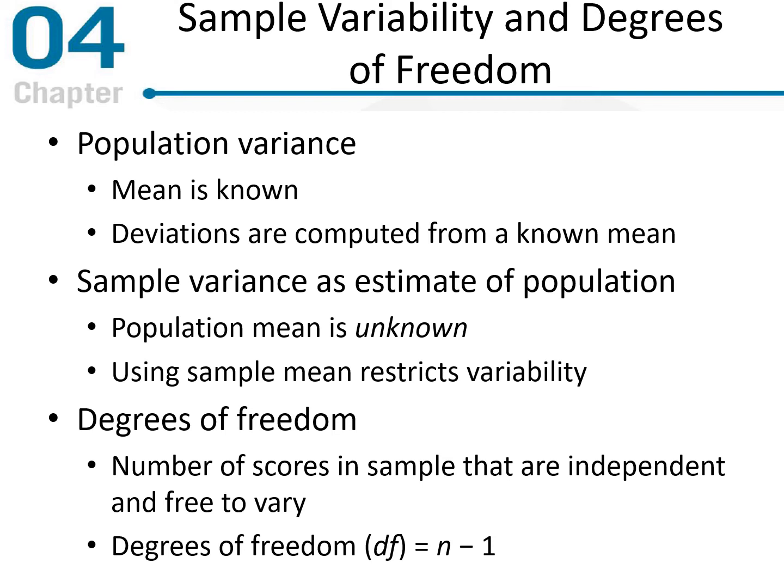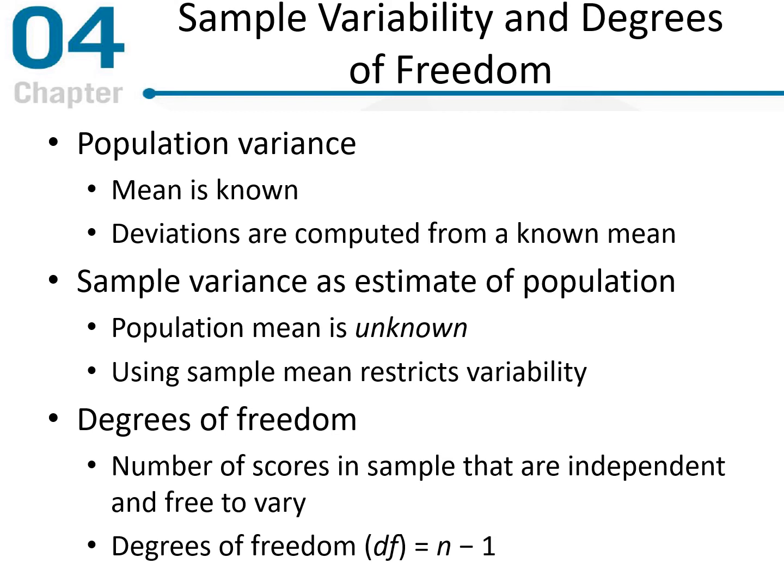Using the sample mean restricts variability. And what does that mean by restricting variability? Well, go back to deviation scores. The deviation scores have to sum up to 0, right? So each score minus the mean must add up to 0. Therefore, if we know n minus 1 values in our sample, the last value is automatically fixed.